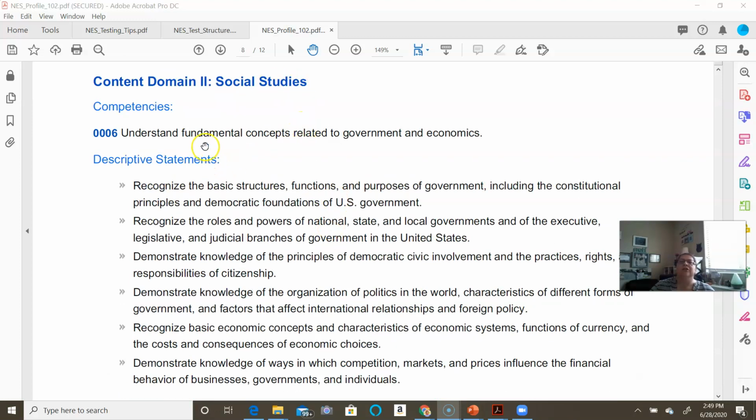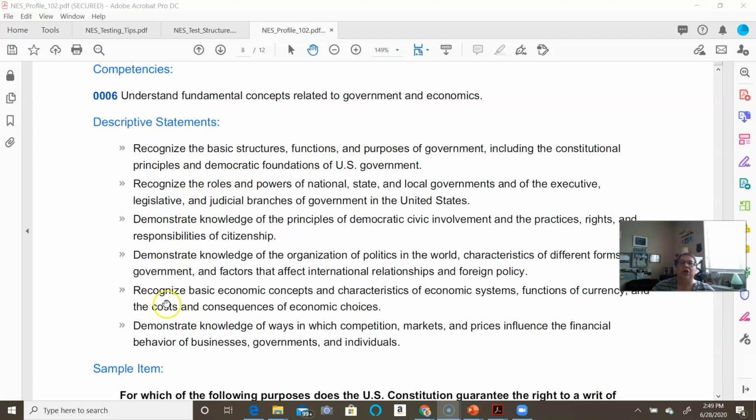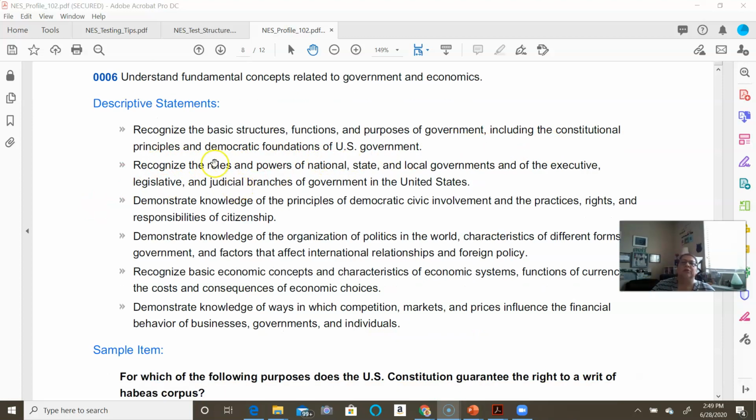You have: understand fundamental concepts related to the government. So this is the overall content area, and then here are your goals. You need to be able to recognize basic structures, functions, and purposes of government, including the constitutional principles and democratic foundations of the government. If you go through this in detail and break it down for yourself in outline form: okay, what do I know about the government? What do I understand about the Constitution? Do I know the 3 branches of government and their functions?